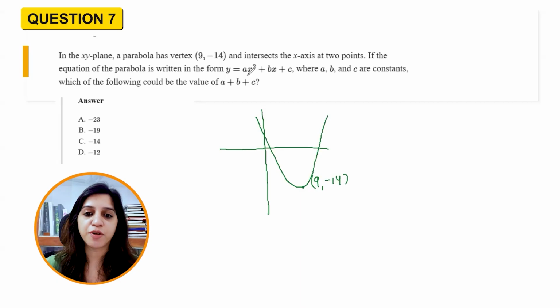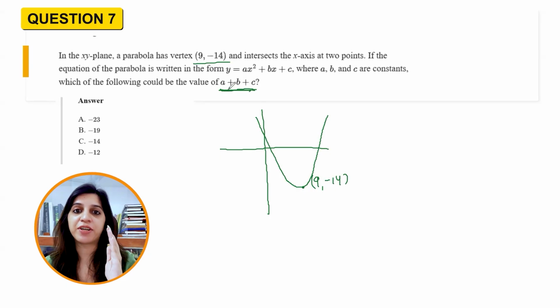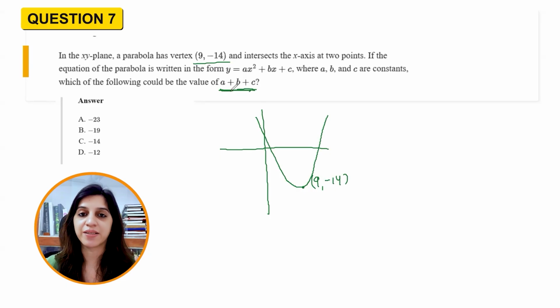Now they're saying the equation of the parabola can be written in this form. Yes, of course it can be. And then they're asking what is the value of a plus b plus c. From this information, it seems impossible to get the values of a, b, and c because I have very little information. I've got only two numbers to be precise, right? It seems impossible to find three different constants from just this information.